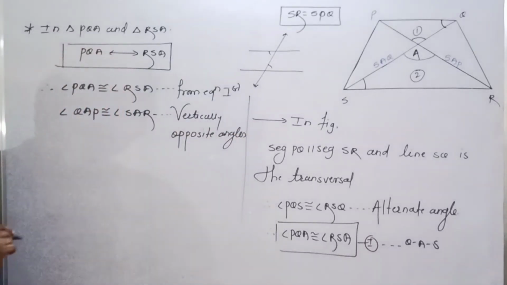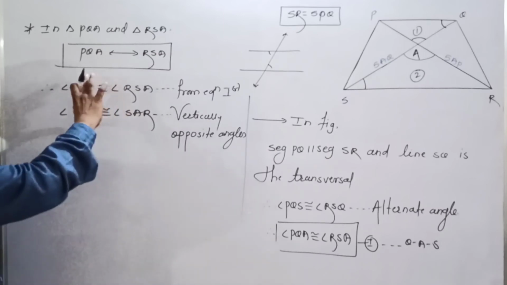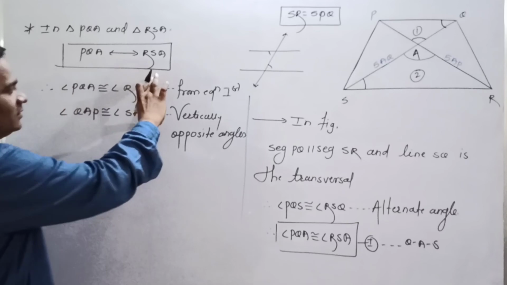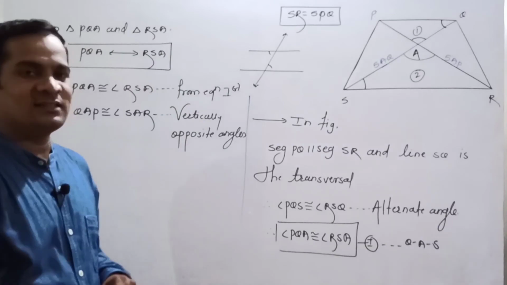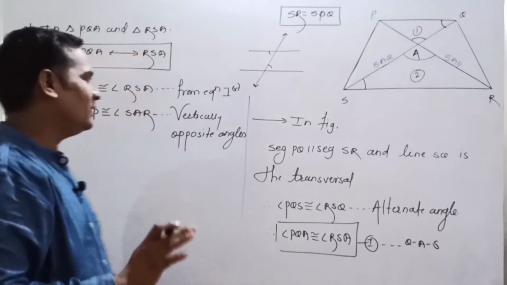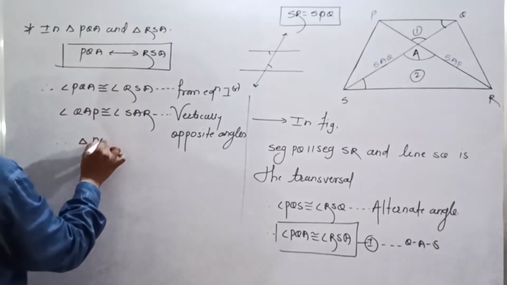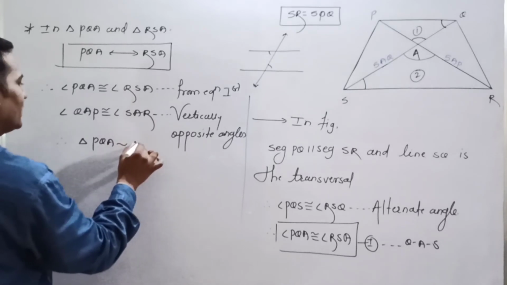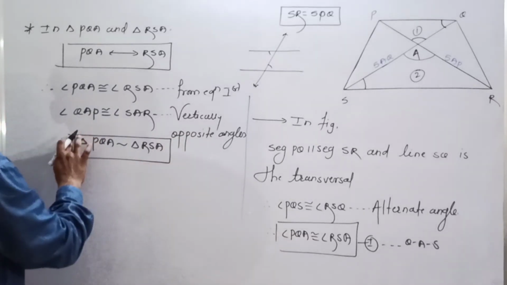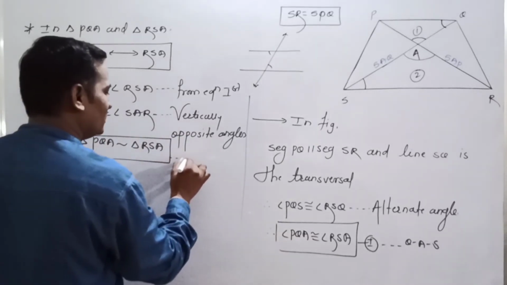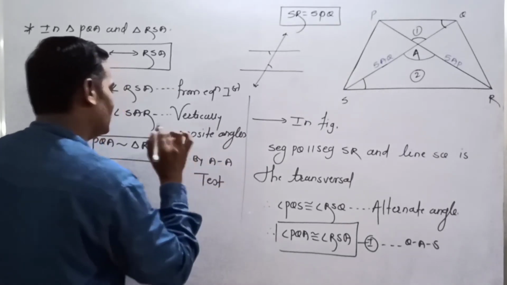Now in a one-to-one correspondence between the vertices of two triangles, if any two angles of the first triangle are congruent with the corresponding angles of the second triangle, then the two triangles are similar by the angle test. So therefore triangle PQA is similar to triangle RSA. And why is this so? Just write down here, by angle test.